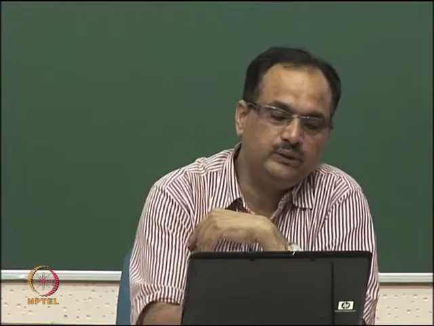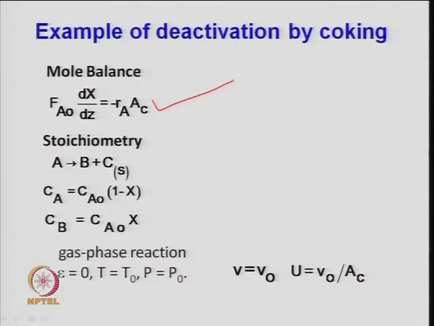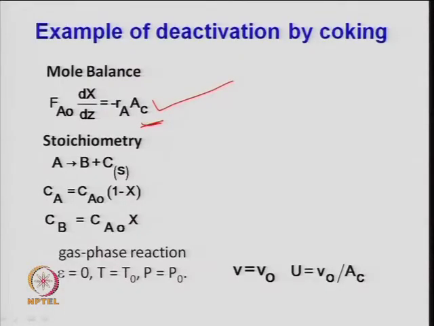So, in all cases you need to write a mole balance equation, which you have already done, or we have discussed: F A naught dX by dz is equal to minus R A dash, right, or in terms of mole per volume, R A triple dash times A C. So, this A C is your area of cross section of the reactor, right. So, one can very easily write the rate of reaction in terms of moles per unit volume of the reactor or per unit mass of the catalyst, right, and can write the expression. So, F A naught dX by dz is simply the mole balance equation, which is simply minus R A times the area of cross section.